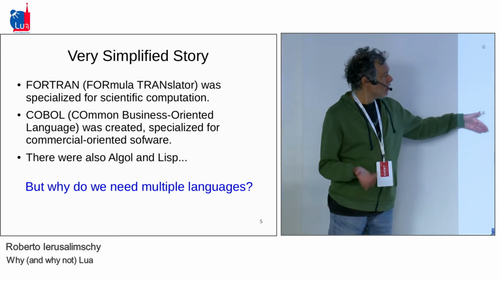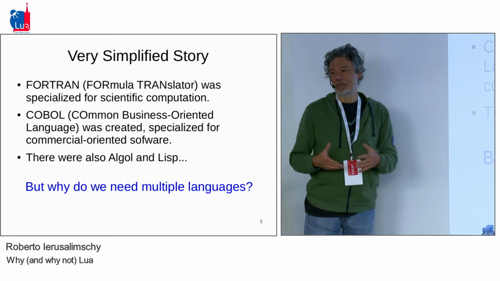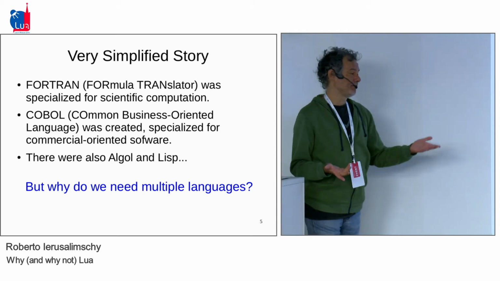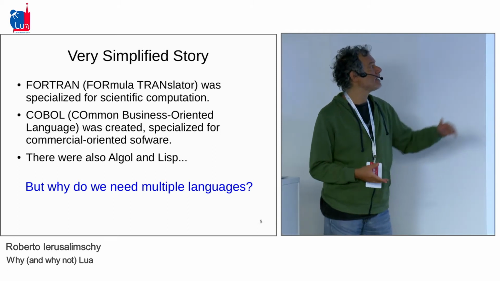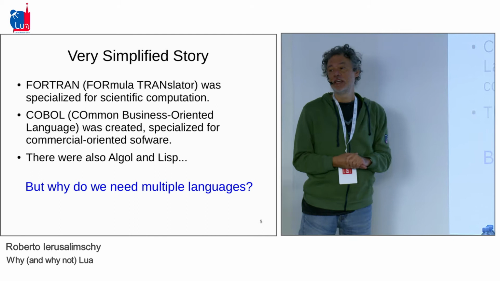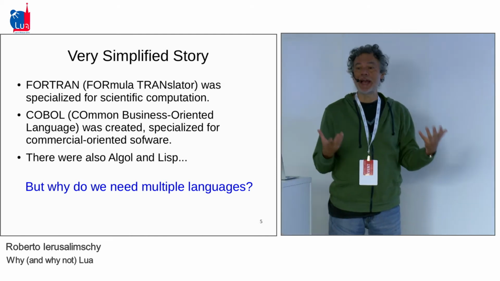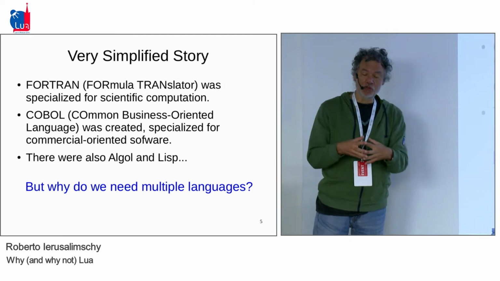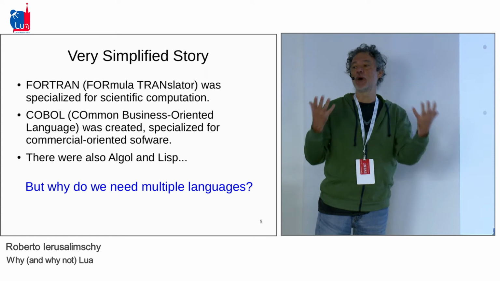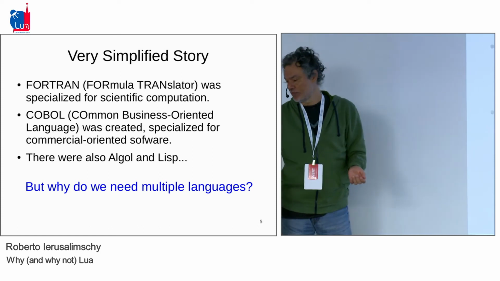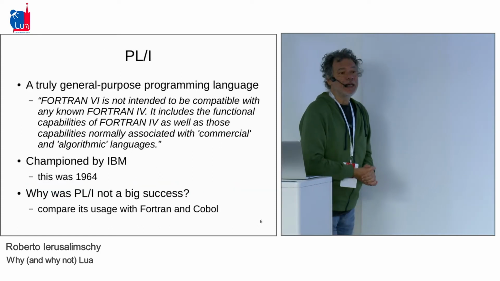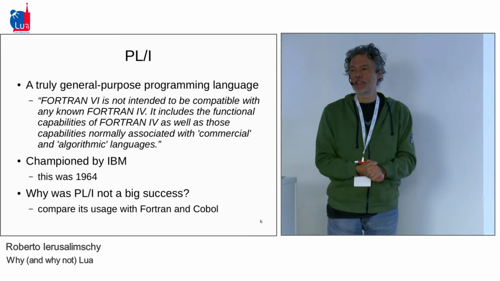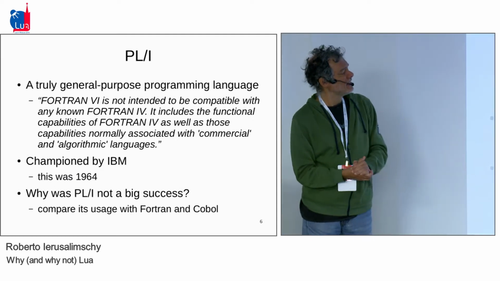And there were some other languages, Lisp, etc. And then the question: why do we need multiple languages? Why, again, didn't people stop at Fortran? Or why couldn't we put together all those languages into one language to rule them all? And IBM tried to do that. I think that was 1964.